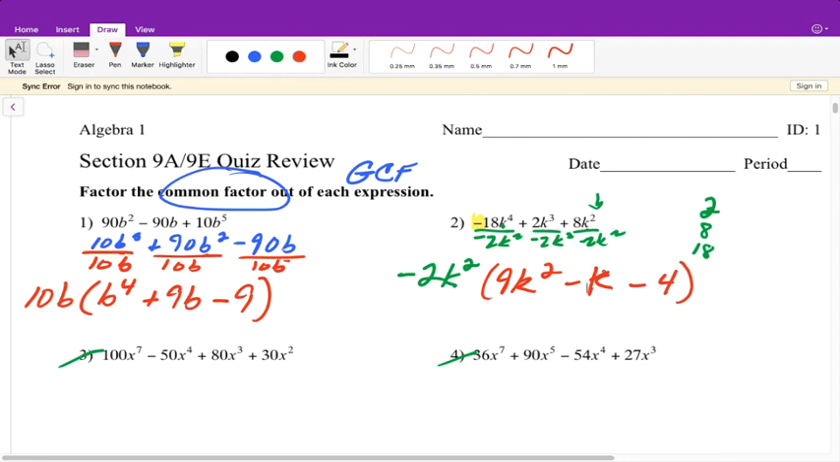So this is our GCF. All right, and this is our factoring out our GCF. So our GCF is negative 2k squared, and this is our factored form.